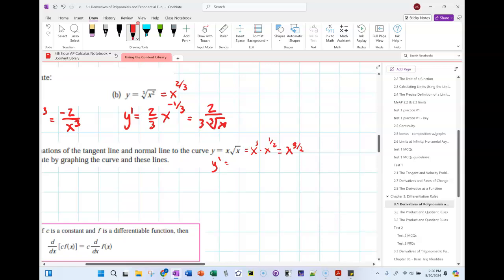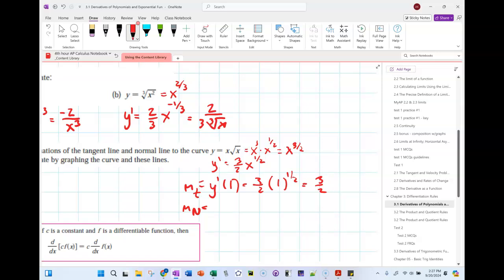So the derivative then should be x to the positive 1/2, right? Because 3 over 2 minus 1 is 1/2. Okay. So if I want then my slope for the tangent, it's just going to be plugging 1 in. Right? And the slope for the normal is going to be the, what is the relationship between a normal line and a tangent line? Perpendicular. So negative reciprocal, right?